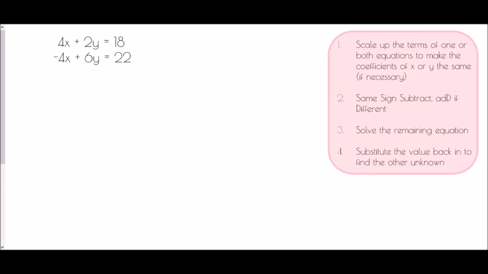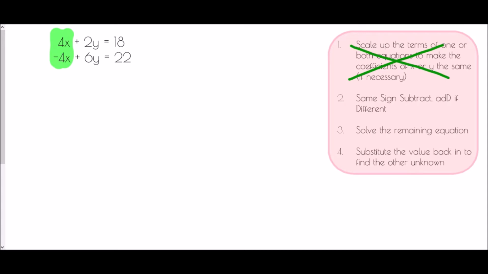Okay, so in our next question, we're going to go through the same process. So step 1, checking, first of all, have we got the same coefficients of either x or y? Well, if we have a look at this, straight away we can see that there are 4x in both cases. Now here, it doesn't actually matter that one is positive and one is negative. We'll come to that in the next step. But the fact that the number is the same, that there are 4 of them, that is what is important. So step 1 in this case does not need to be performed.